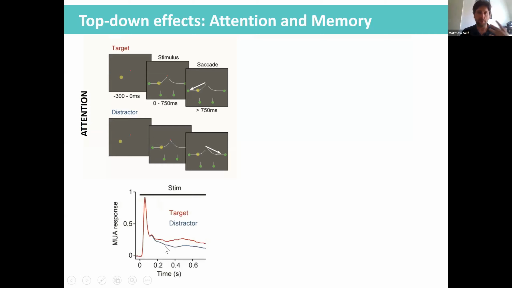Now, we get a typical sort of response profile. You're probably getting used to these now, where you see a later response to the target above the distractors. You see a late modulation of spiking.